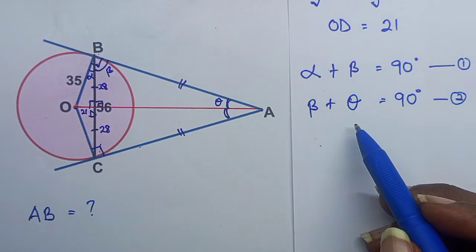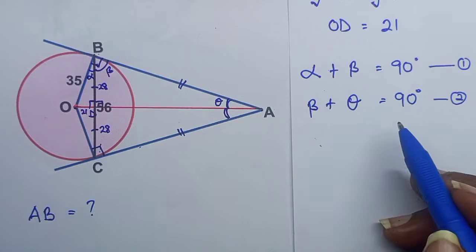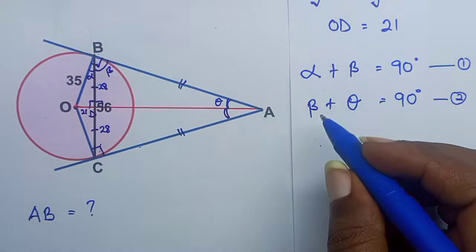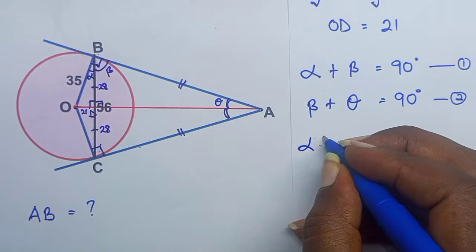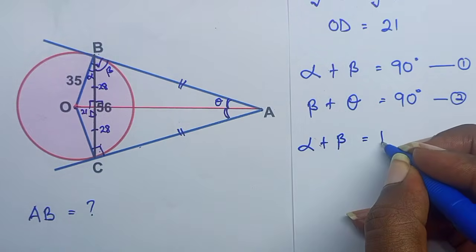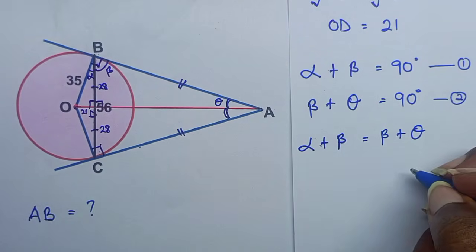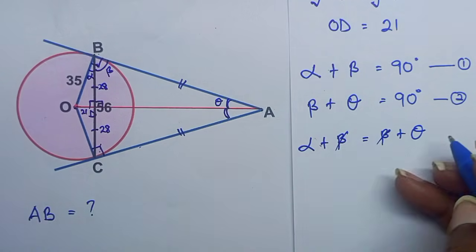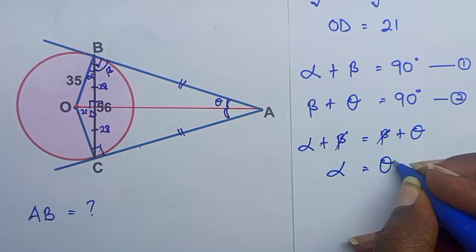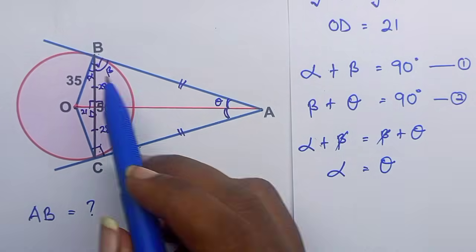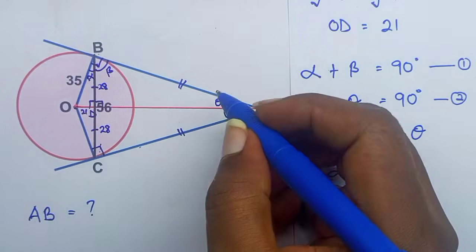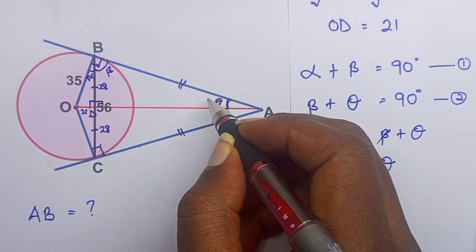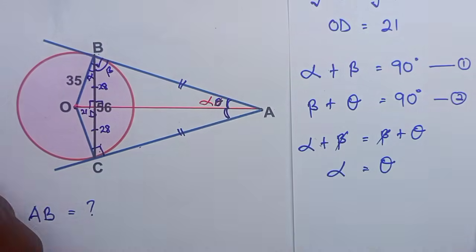Okay, now comparing the two equations 1 and 2, we can see that they're both equal to 90. So we equate the left hand sides. Alpha plus beta is equal to beta plus theta. So this beta cancels with this one. So alpha is equal to theta, meaning this angle is equal to this angle. So instead of calling it theta, we can call this angle alpha as well.